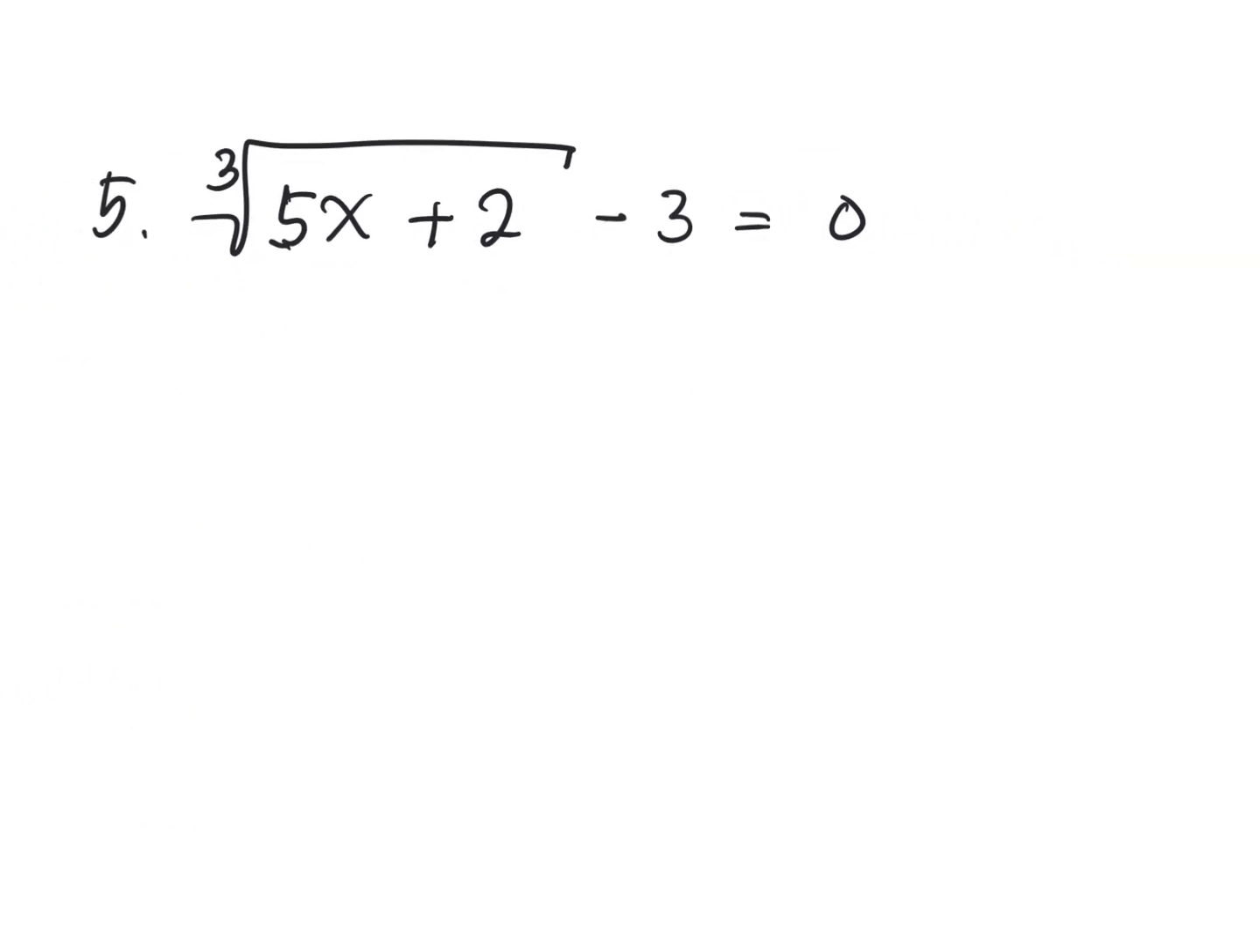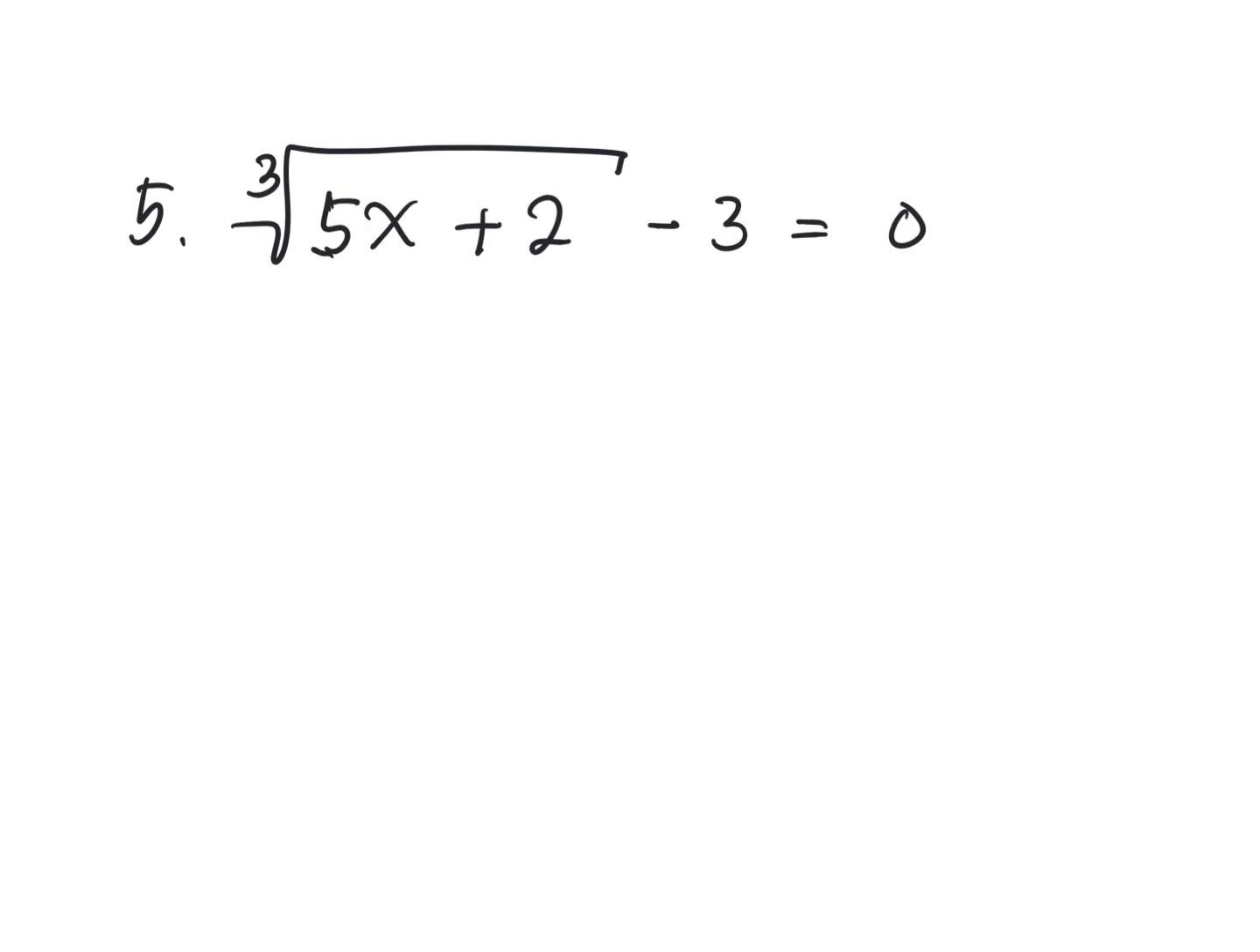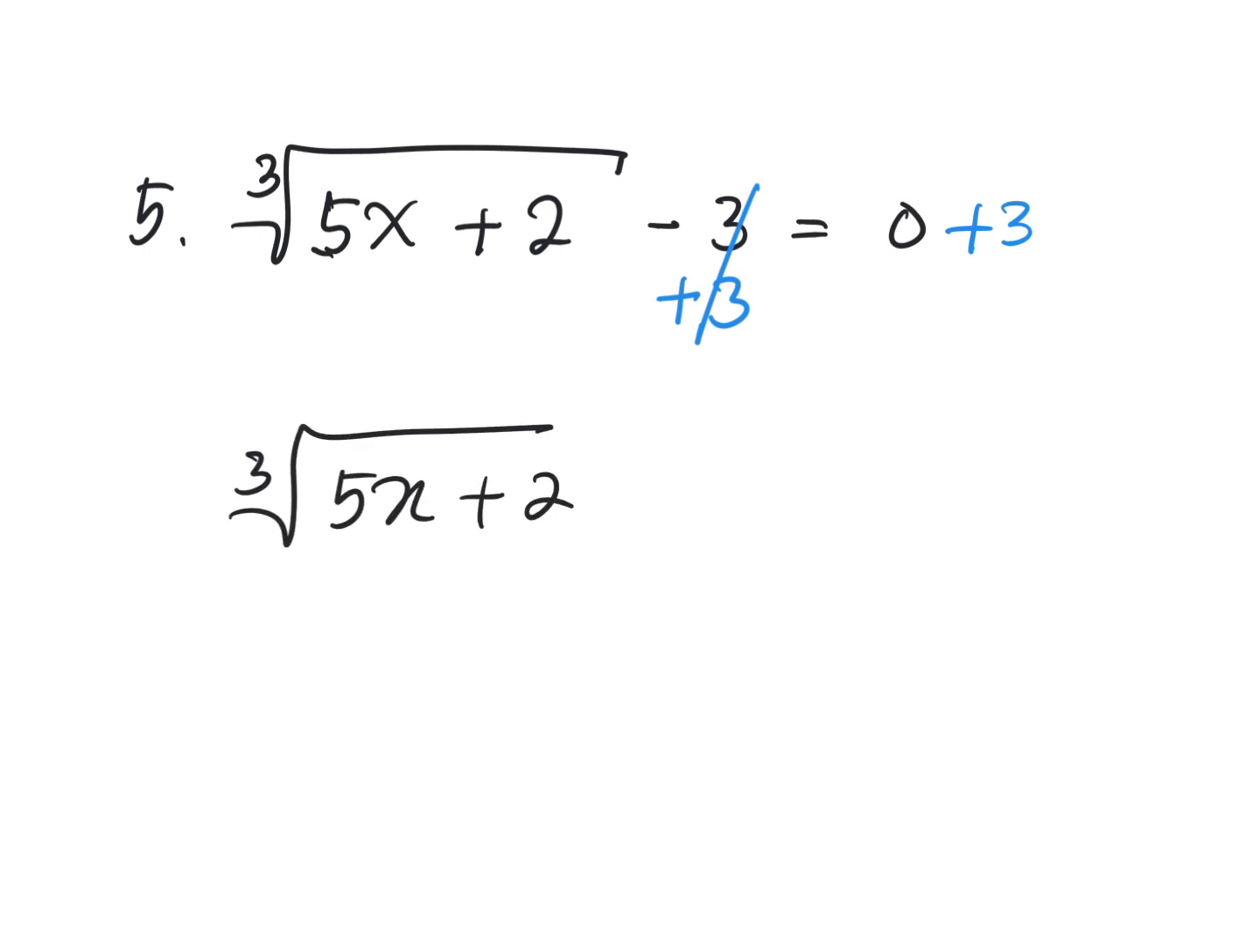Okay, let's go for number 5. So the very first thing we're going to do in here is to add 3 on both sides. Okay, this will be cancelled out. And what is left here now is going to be the cube root of 5x plus 2 is equal to 3. I'm going to raise both sides on the power of 3 to cancel out the cube root.